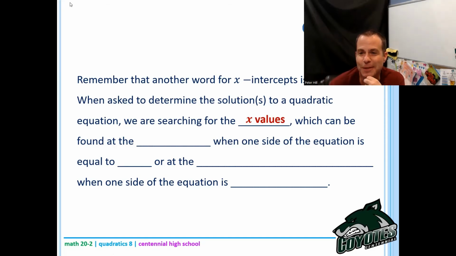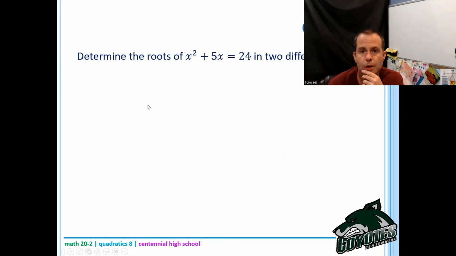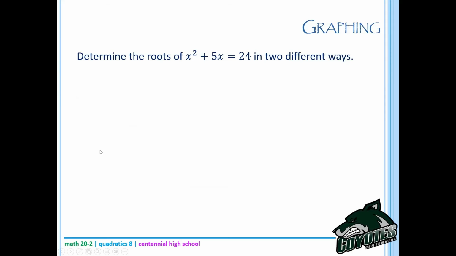When asked to determine the solutions to a quadratic equation, we are searching for the x values, which can be found at the x-intercepts when one side of the equation is equal to 0, or at the x values of the point of intersection when one side of the equation is equal to a number other than 0, okay? All right, good stuff. So determine the roots of x squared plus 5x equals 24 in two different ways. I'm just gonna hide myself for a quick second there so you can read the question.